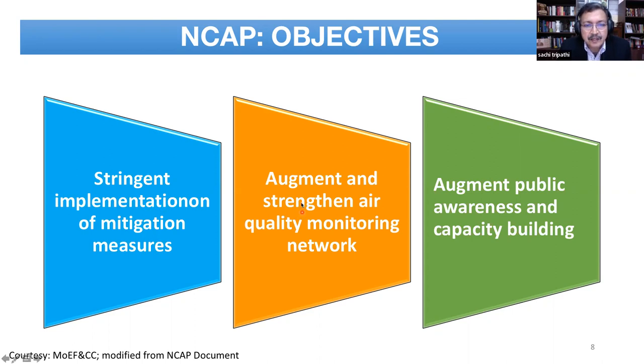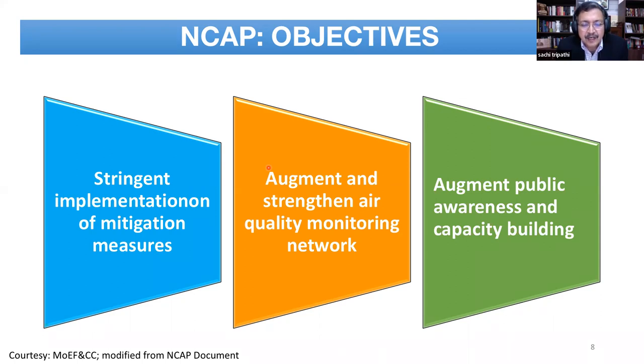How do you do that? This will be done by augmenting and strengthening the air quality monitoring network. When the program started, we had rather a frugal network of about 180 continuous air quality monitoring stations in the country. The remaining 700 odd monitors in the country were manual in nature. Manual monitors do not give you data or information at the frequency which is required to do day-to-day management of air quality in a city.